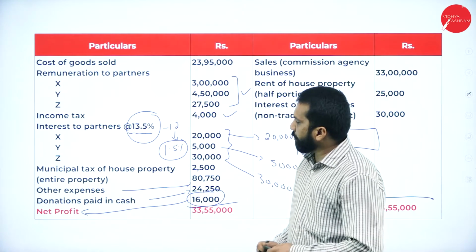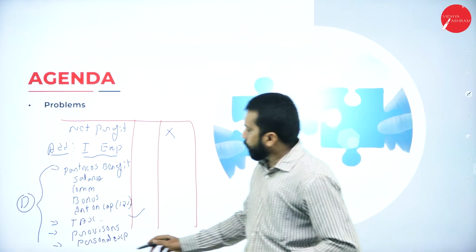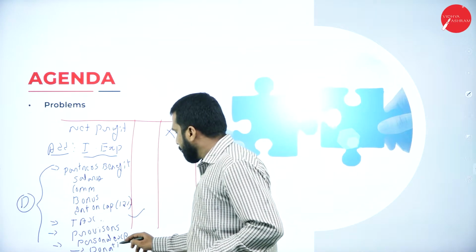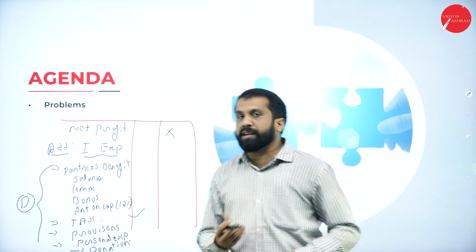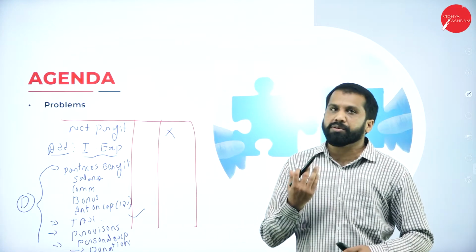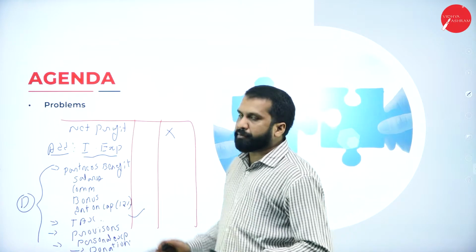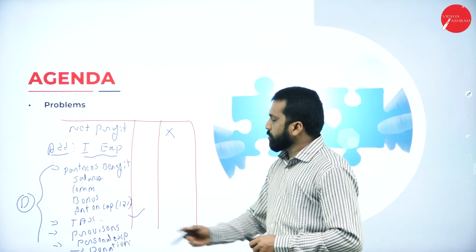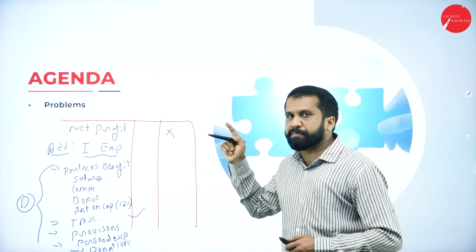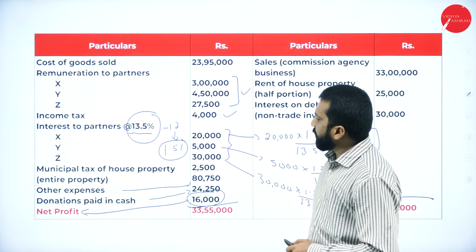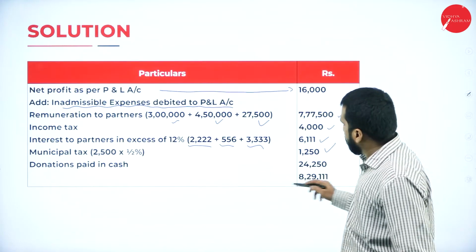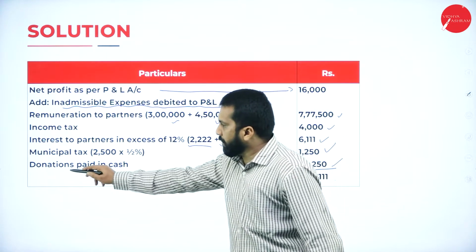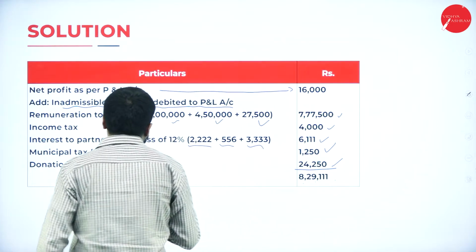Donation, yes, I have forgotten to add in the format. Donation also you are supposed to take. Donation is nothing but your personal one. If you wish, you can do donation. But donation has nothing to link with your business. That's why we call it a personal one. That's why donation is also part of your inadmissible expenses. Now, we'll take donation to cash. 24. Total how much? 8,29,111 is your book profit.